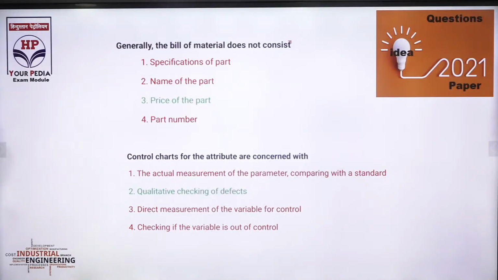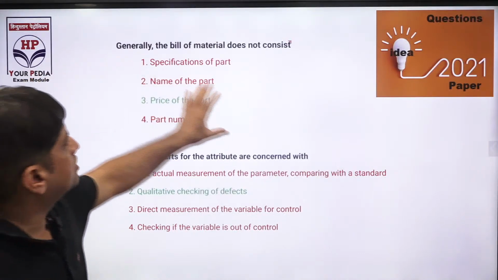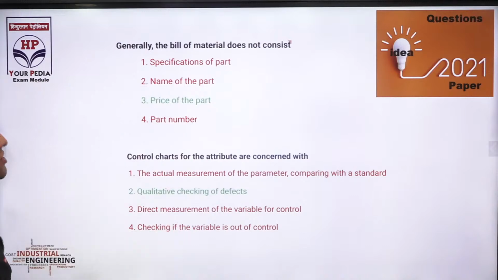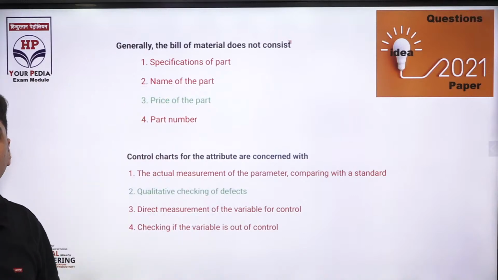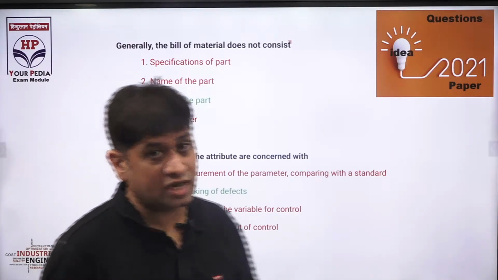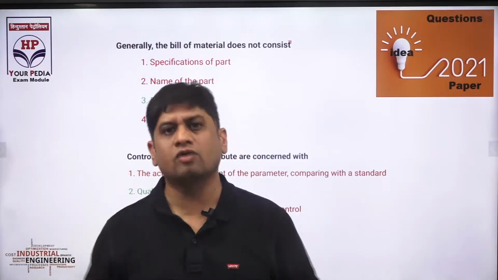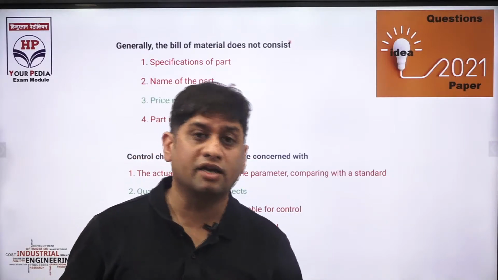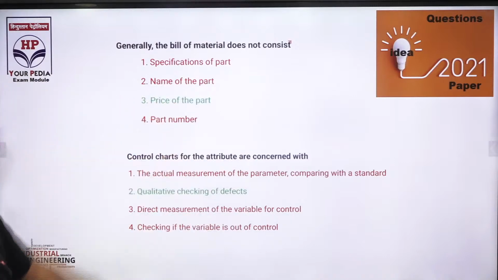In the 2021 paper, if you see, the kind of question they asked was a question on bill of material. Bill of material is very simple. That is what I was telling you. If you have heard of bill of material in production planning and control, then you will be in a very easy situation to solve it.